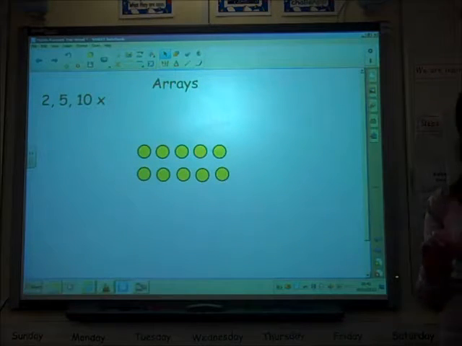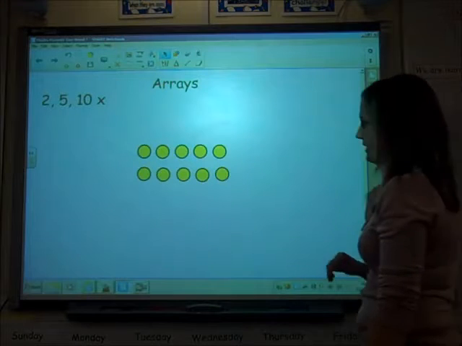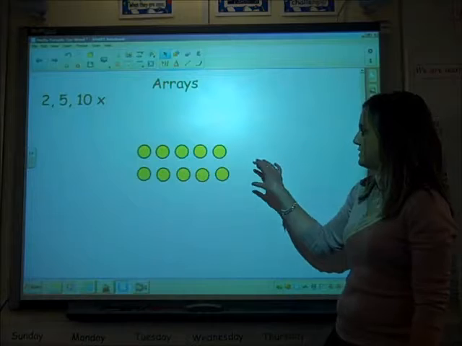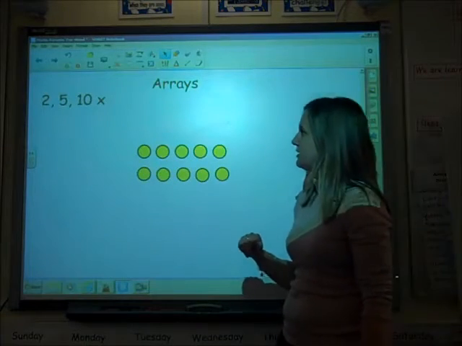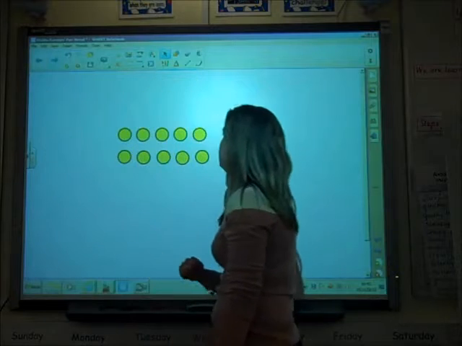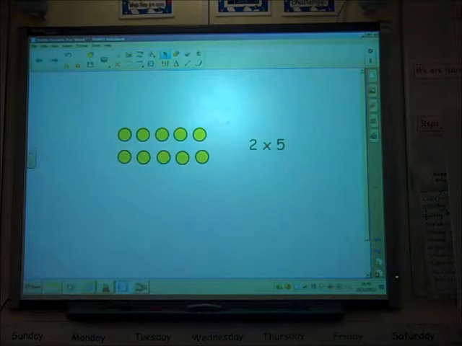And we introduce multiplication in year 2. We introduce it as what we call arrays. And here we've got our groups of and our lots of. And that's how we introduce it. So here I've got the multiplication 2 multiplied by 5. I've got 2 lots of 5.